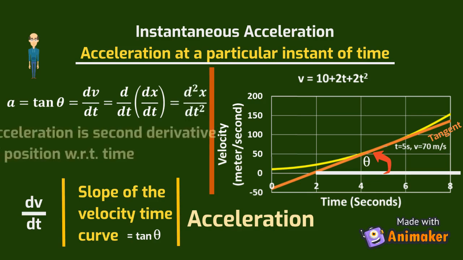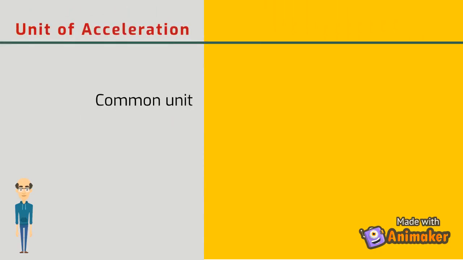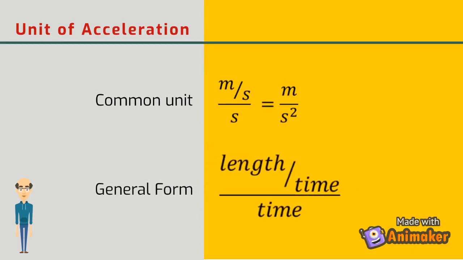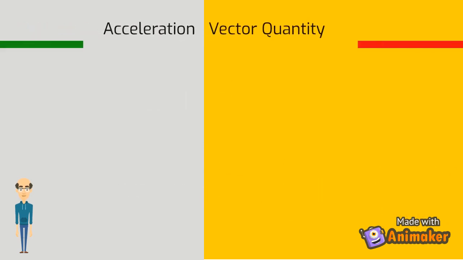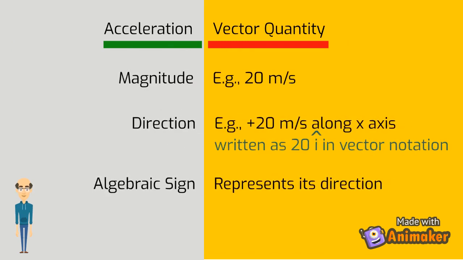Now let me repeat. The acceleration of a particle at any instant is the second derivative of its position x with respect to time. Here, as always, we have assumed that x is a function of time. A common unit of acceleration is meter per second square. Other units are in the form of length upon time by time, or length per time square. Acceleration is yet another vector quantity and has both magnitude and direction. Its algebraic sign represents its direction on an axis just as for displacement and velocity.